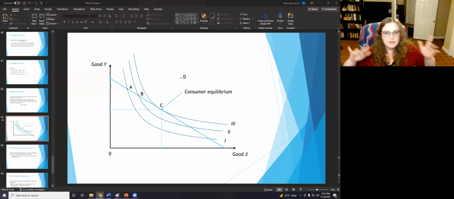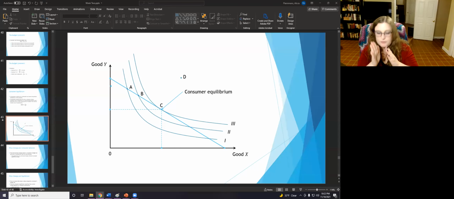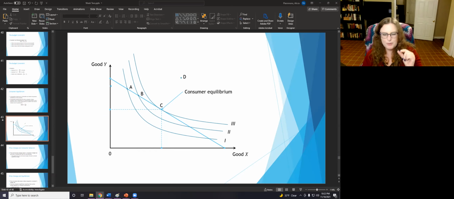So the point in which the indifference curve meets the budget constraint, that's the consumer equilibrium. Wherever we get to the point where it's just touching, we have the one tangent. That is the highest level of happiness or satisfaction or indifference that we can get for that budget constraint. And that's really the place we want to be, right?